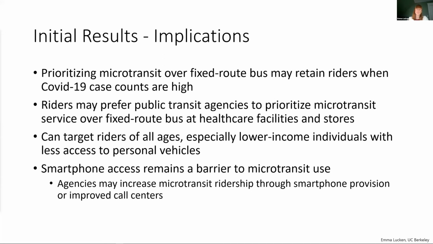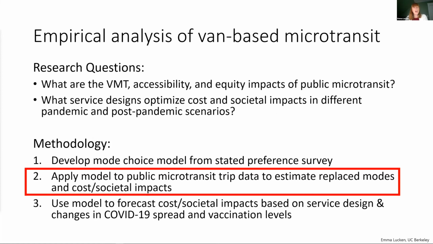And then smartphone access does remain a barrier. Some agencies, actually all agencies that I know of, do offer a call center option, so people without smartphones can call into a central line, which will then organize the trip for them. But that clearly isn't as easy as booking it yourself, so we're exploring additional ways around that barrier. I have seen one agency that has tested out provision of a smartphone, so that could be something to look at. The next steps for us are to apply the model to public microtransit trip data.